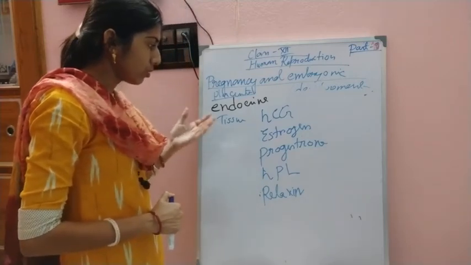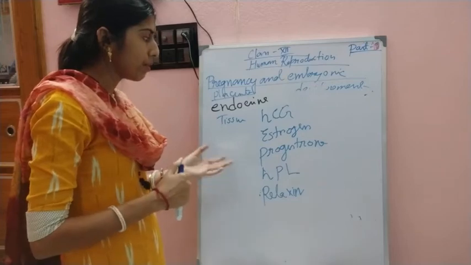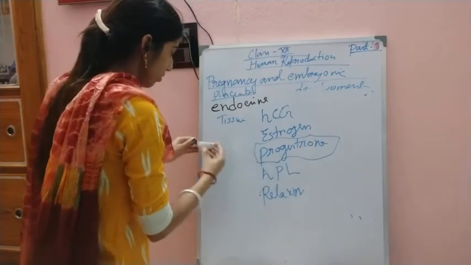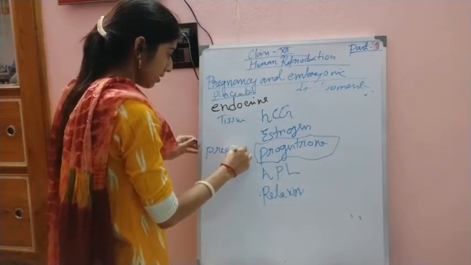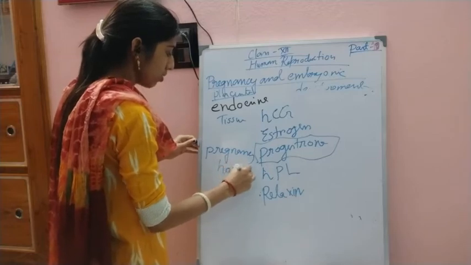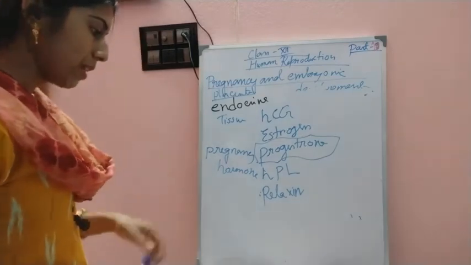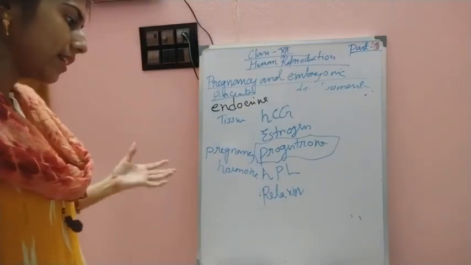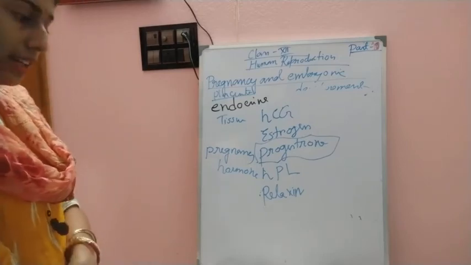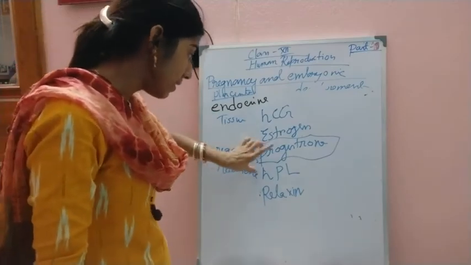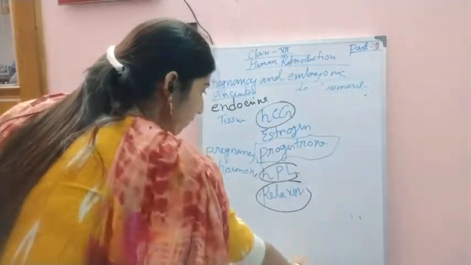Okay, these are the main hormones released from the placenta, and they have a main role in maintaining pregnancy. And progesterone is called the pregnancy hormone. This is the main hormone released from the placenta. And as I mentioned, HCG, HPL and relaxin, these three hormones, are produced only during pregnancy.